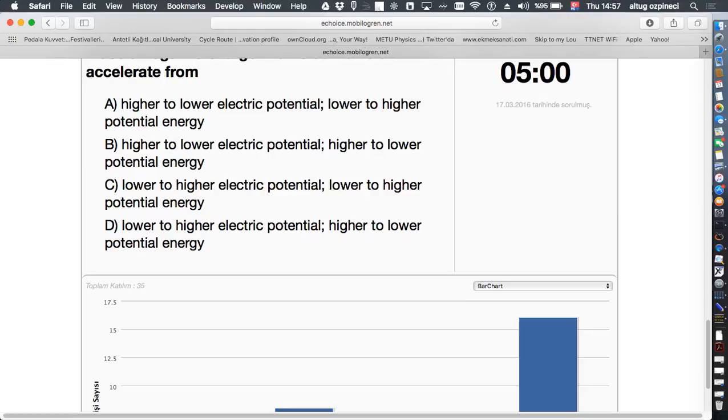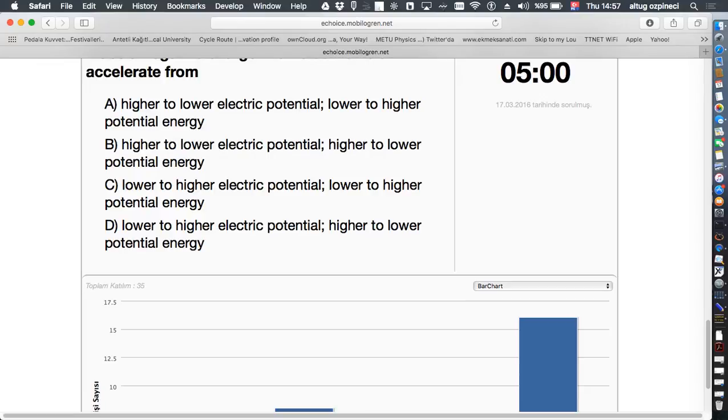Now the potential is kind of different. The potential is related to potential energy by this charge. So if you put a minus charge, and we know that it goes to a lower potential energy, so that the change in the potential energy is negative. But the change in the potential energy is the charge multiplied by the change in the potential. But the charge is negative, the change in the potential energy is negative, so the change in the electric potential has to be positive. So a negative charge always goes from a lower potential to a higher potential.